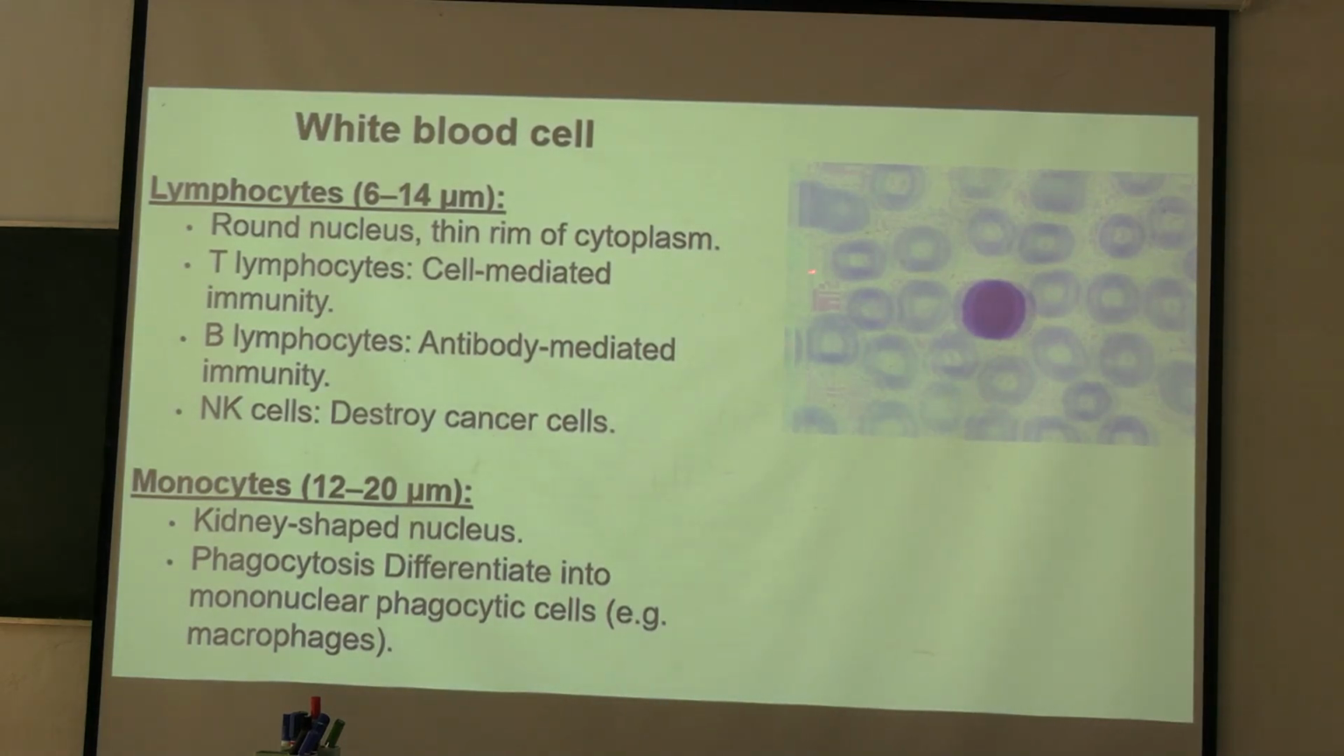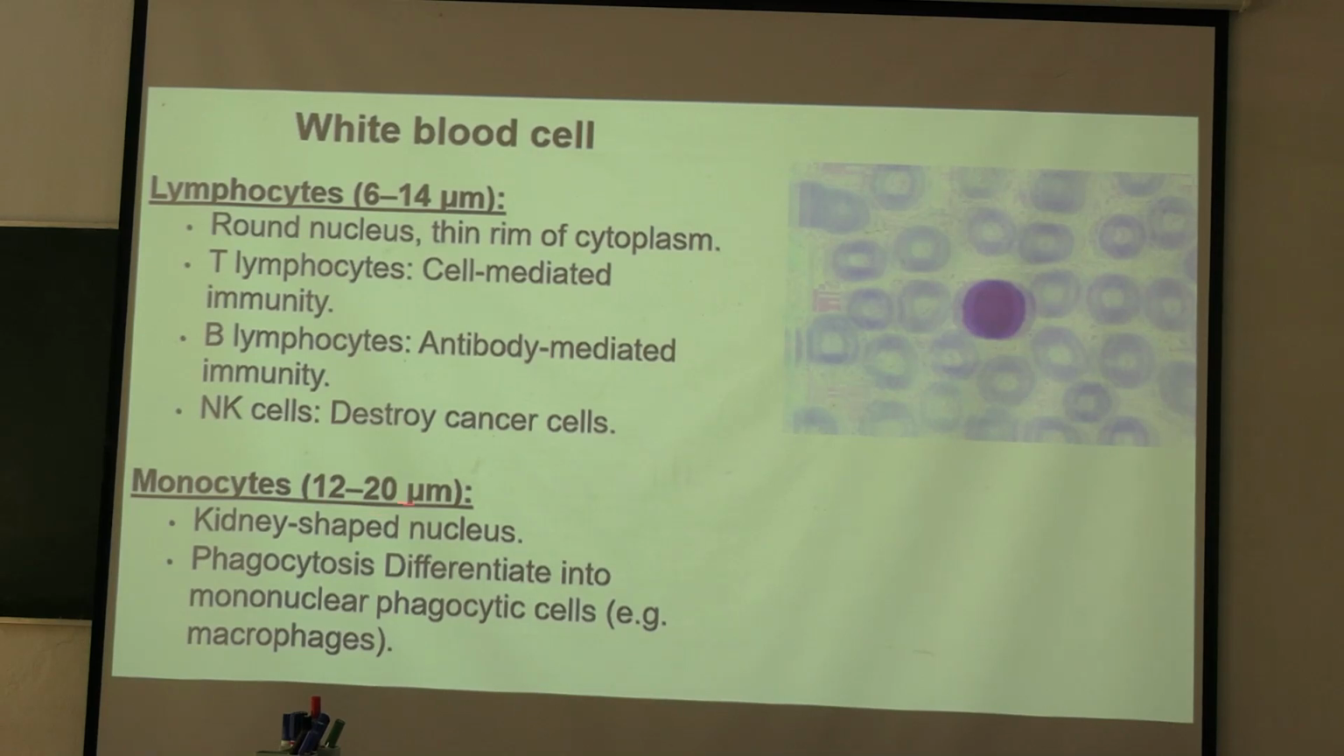Lymphocyte: round nucleus, thin rim of cytoplasm. T lymphocyte leads to cell-mediated immunity. B lymphocyte, antibody-mediated immunity. NK cells destroy the cancer cells. So these are the functions of the three types of lymphocytes.